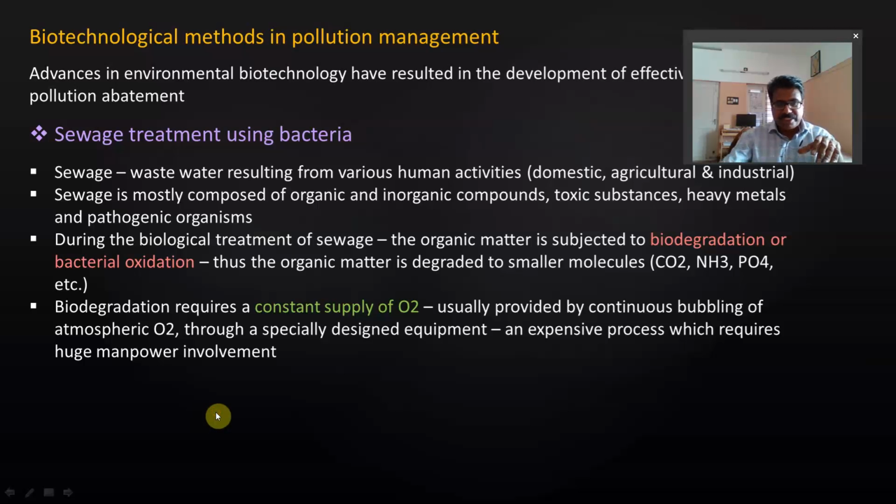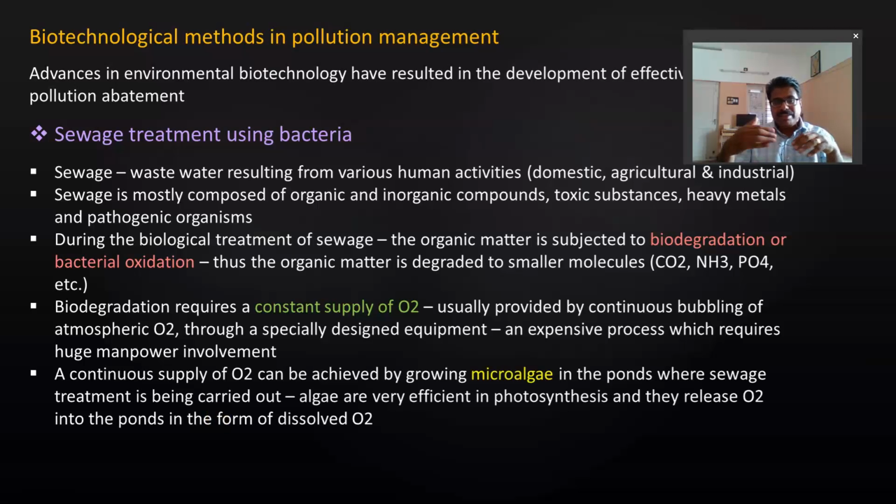The alternative is growing microalgae in the treatment plant. By growing microalgae, a continuous supply of oxygen can be achieved. How? Because we know that algae are very efficient in photosynthesis and they can release oxygen in the form of dissolved oxygen. So, instead of expensive manpower-requiring bubbling of oxygen, by growing microalgae we can provide natural oxygen in the field and thereby speed up the biodegradation of sewage.